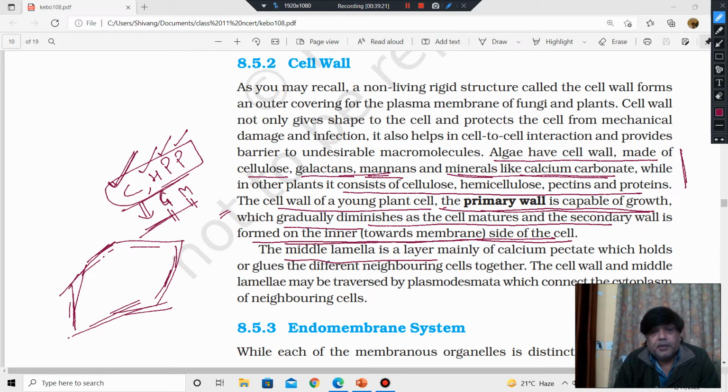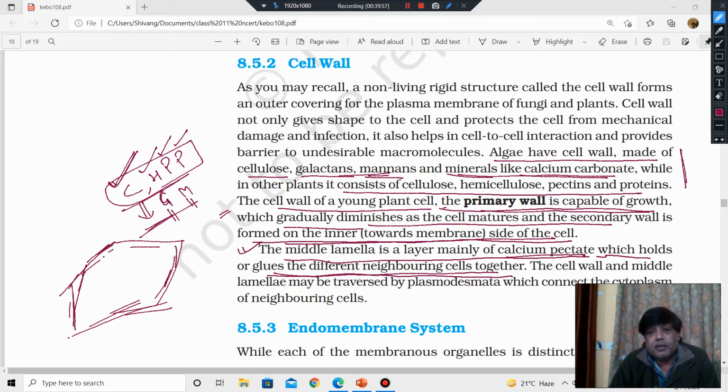The middle lamella is a layer mainly of calcium pectate which holds or glues the different neighboring cells together. Middle lamella is the cementing agent. It acts as a glue between two adjacent cells. Middle lamella is made up mainly of calcium pectate and magnesium pectate, and it acts as a glue between two adjacent cells.